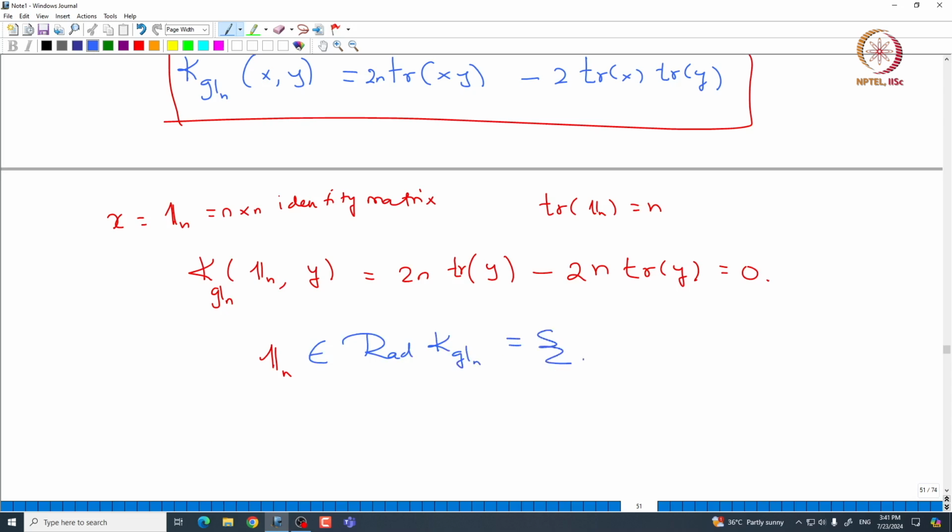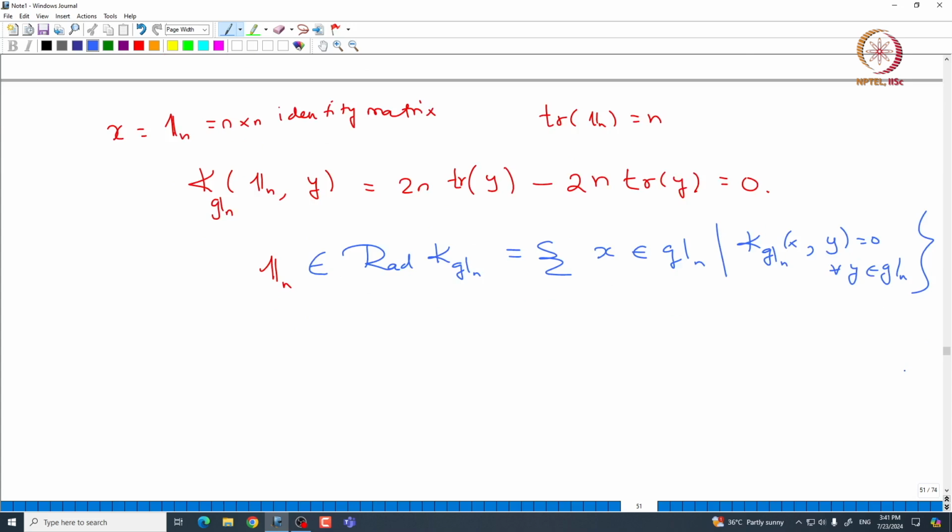The radical, by definition, is those x in GLN such that the kappa of GLN of x comma y is 0 for all y in GLN. So, that proves that the radical is non-zero, and that means the form is degenerate. The form on GLN is degenerate.